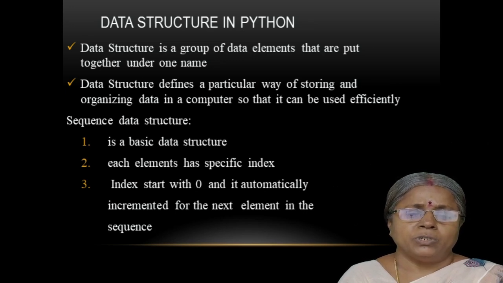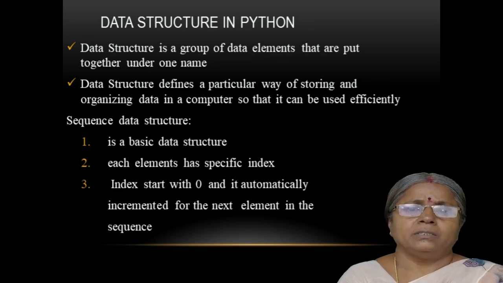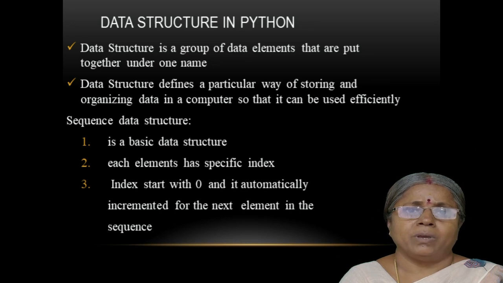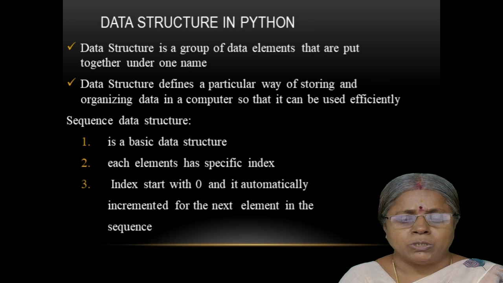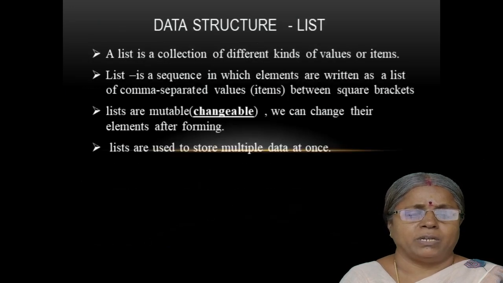It is used to define a particular way of storing and organizing data in a computer so that we can use it efficiently. We can define an array as a sequence of data. It is a basic data structure. All the elements are represented by specifying an index, and the index starts with 0 and it is automatically incremented for the next element in sequence.